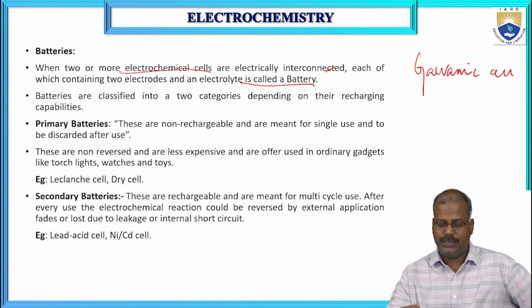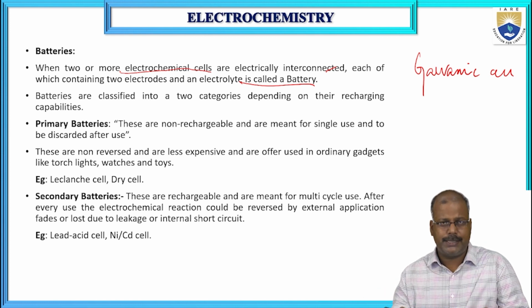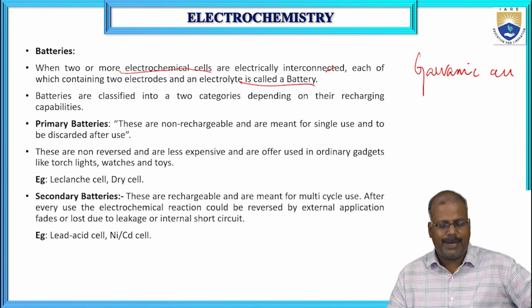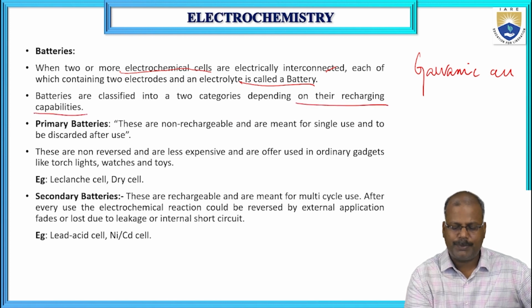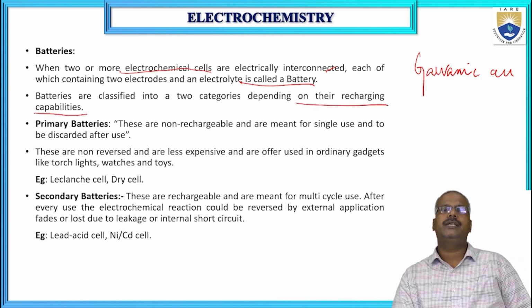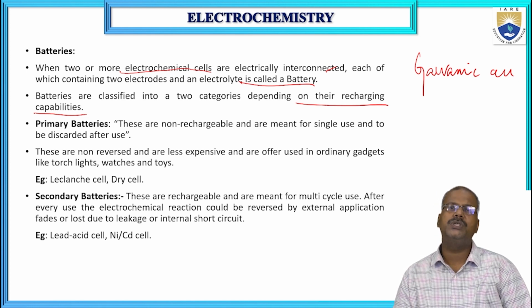So the different electrochemical cells are interconnected in series. Batteries are classified basically into two categories depending on the recharging capabilities. As I told already, primary batteries cannot be recharged. It's use and throw.